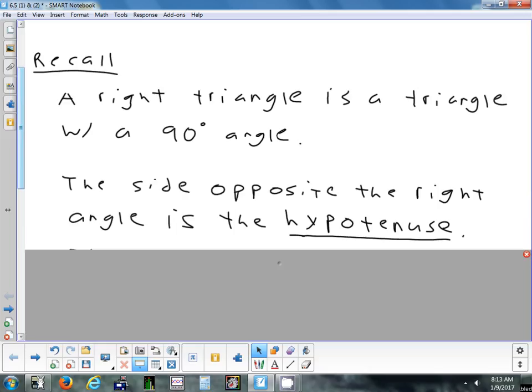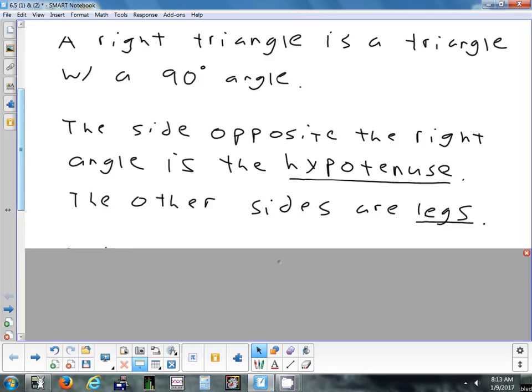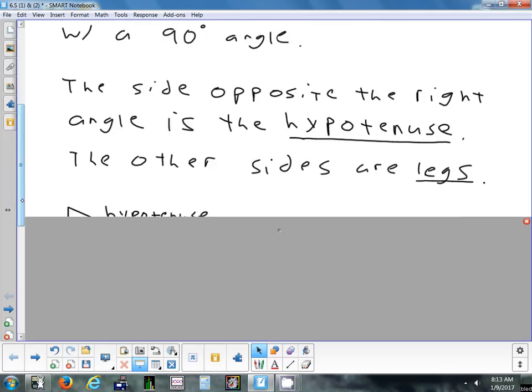Okay, the side opposite the right angle, that's the hypotenuse. And what's special about the hypotenuse in a triangle? Yeah, Josh? Yeah, it's always the longest side. Okay, it should always be the longest side. What are the names of the two other sides? The legs. Okay, and the legs are always shorter than the hypotenuse.